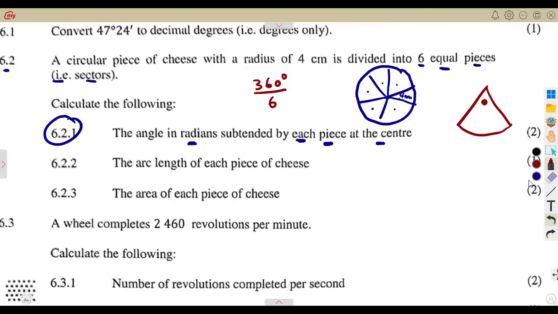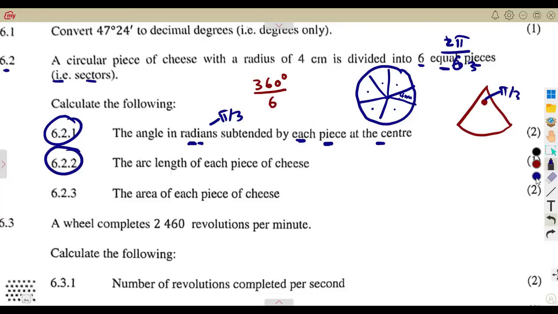But remember, we need this in radians. 360 degrees, we know this in radians is 2 pi. Since they want the answer in radians, 360 degrees, a complete revolution, is 2 pi. So it's simply 2 pi over 6 pieces, which is pi over 3. So the angle there that they wanted was pi over 3. That is the angle of each sector in radians.